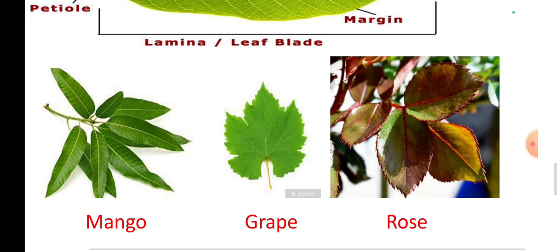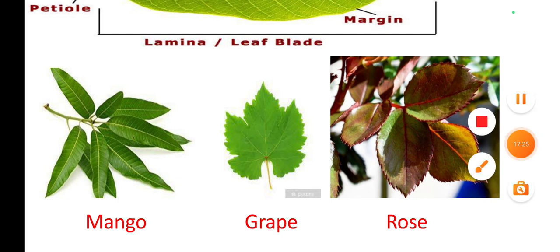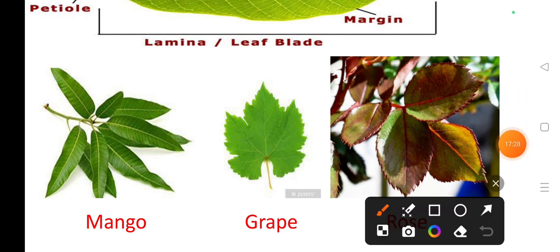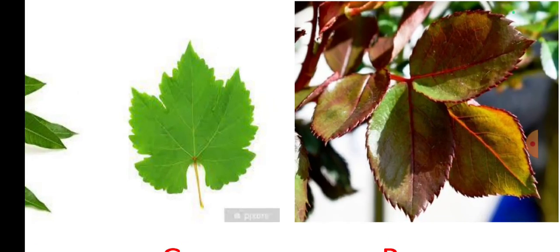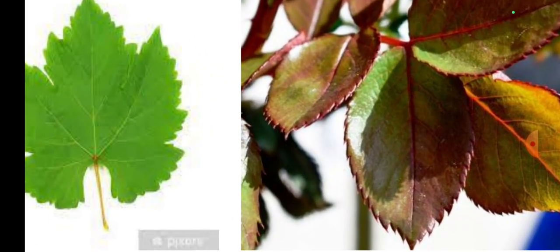Here Shabnam is saying that some leaves have plain margins. That means you can see here the mango leaves have plain edges. So she is talking about this. And sometimes they are uneven like grape leaves. Okay. And sometimes they have a saw-like structure. You can see here the rose leaf. Here you can see the rose leaf edges.